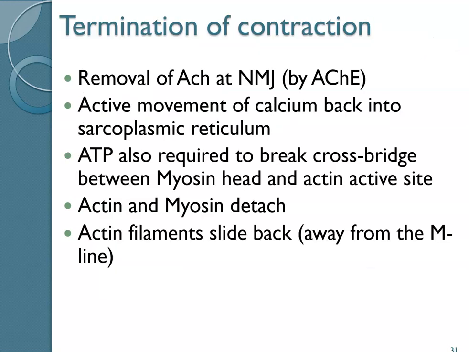So, termination of contraction: we talked about removal of ACh, acetylcholine, in the neuromuscular junction by acetylcholinesterase. Then at the excitation contraction phase, we want to actively transport the calcium back into the sarcoplasmic reticulum. And in the next phase, we need the ATP to break the cross bridge of the myosin head. Once these happen, actin and myosin detach, and the actin filament slides back away from the M line towards its relaxed position.